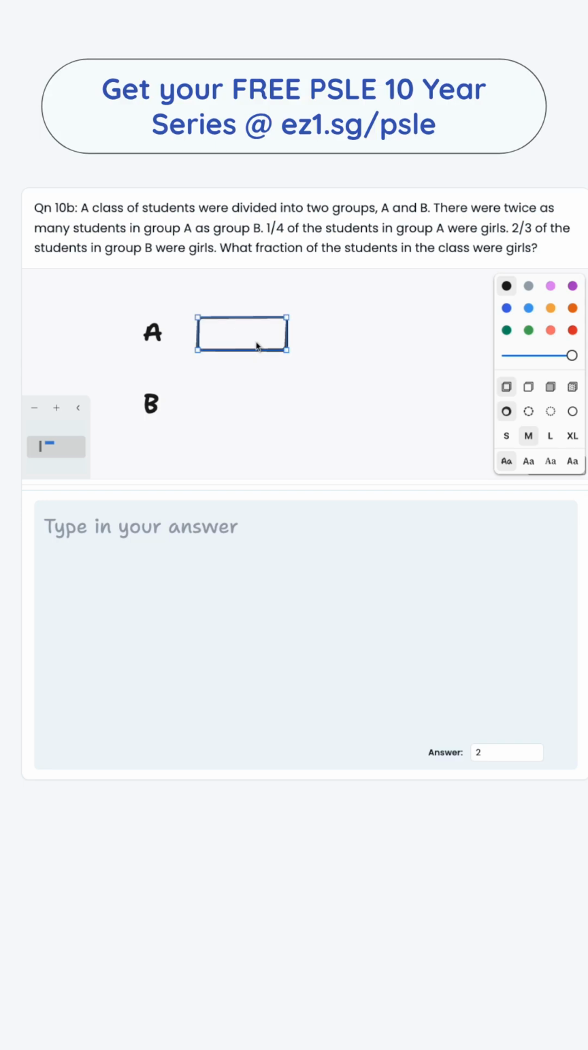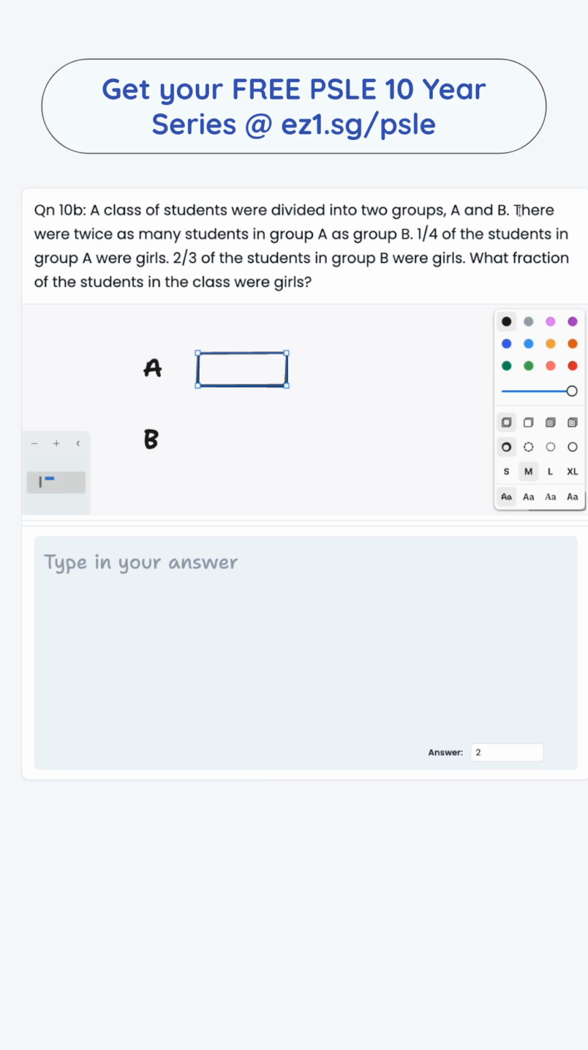Okay, we can draw a model and it will look something like this, right? So we haven't finished drawing the model. First thing is that from the question it says there were twice as many students in group A as group B. So in this case, group A is 2 units and group B is 1 unit. That's what you see over here.